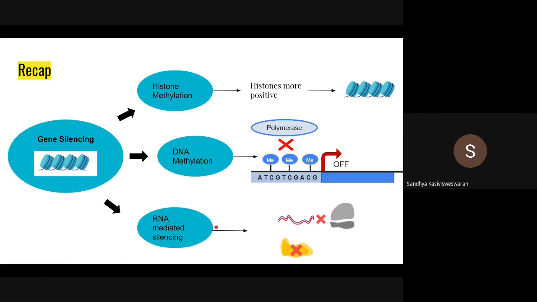And your final method is RNA mediated silencing, which we saw an example of in X inactivation, where a single stranded RNA binds to another single stranded RNA or DNA, and the process stops there, right? You don't get a resultant protein. So that was a quick, short recap. And again, if any of you have any doubts for pretty much anything across the course, all of us are here, so we might be able to answer your questions.